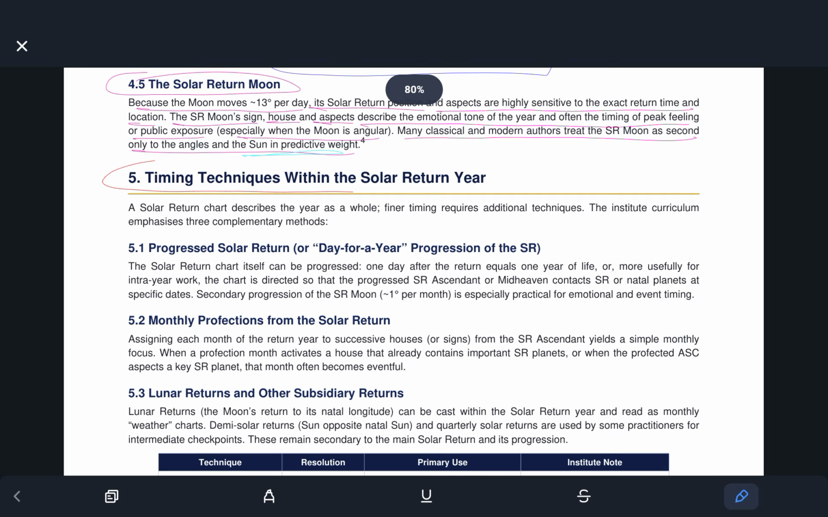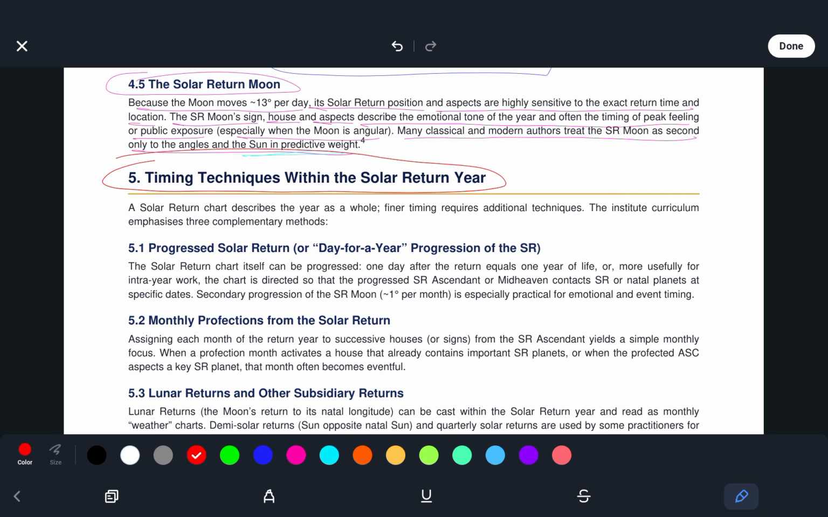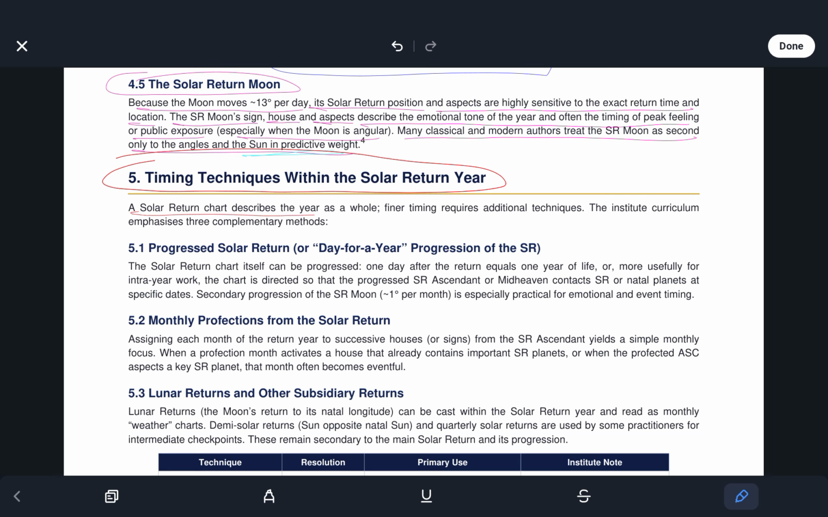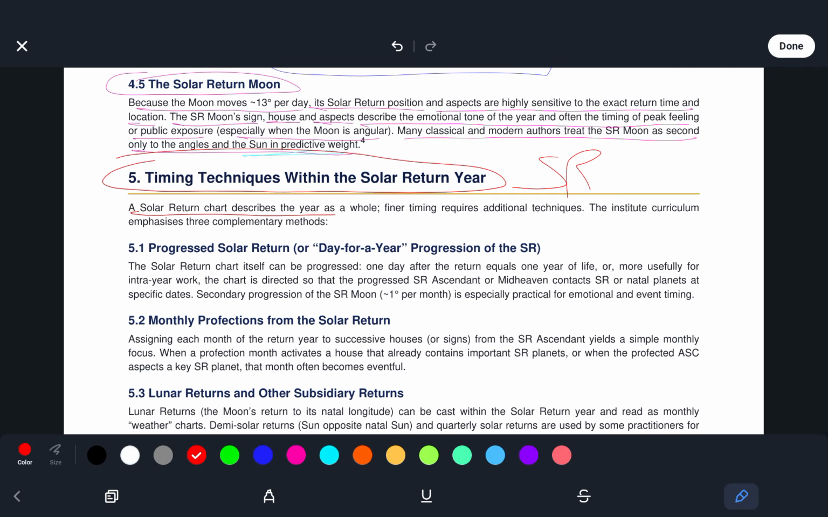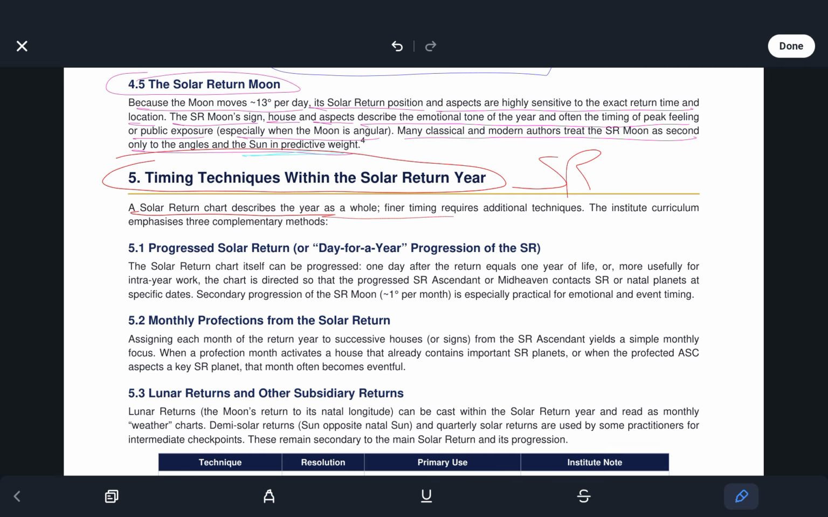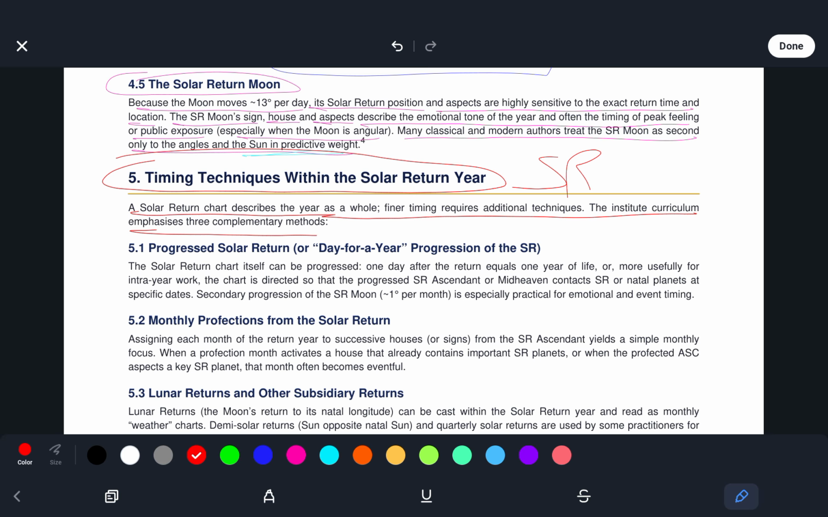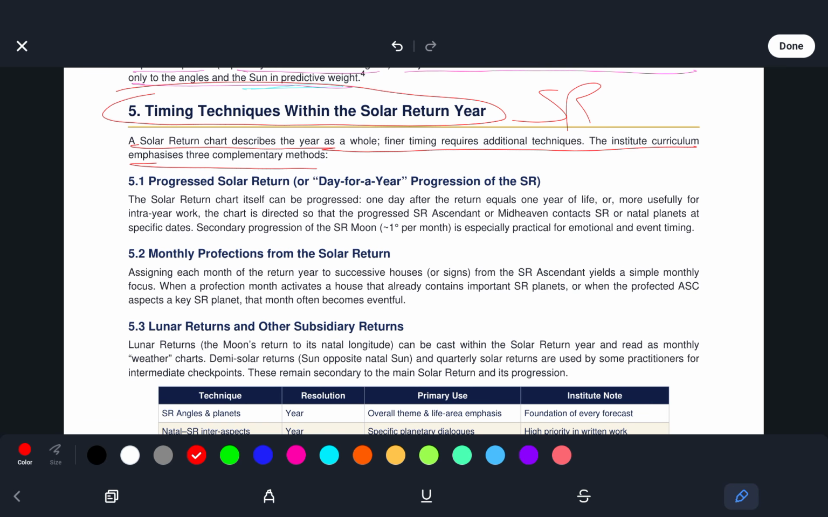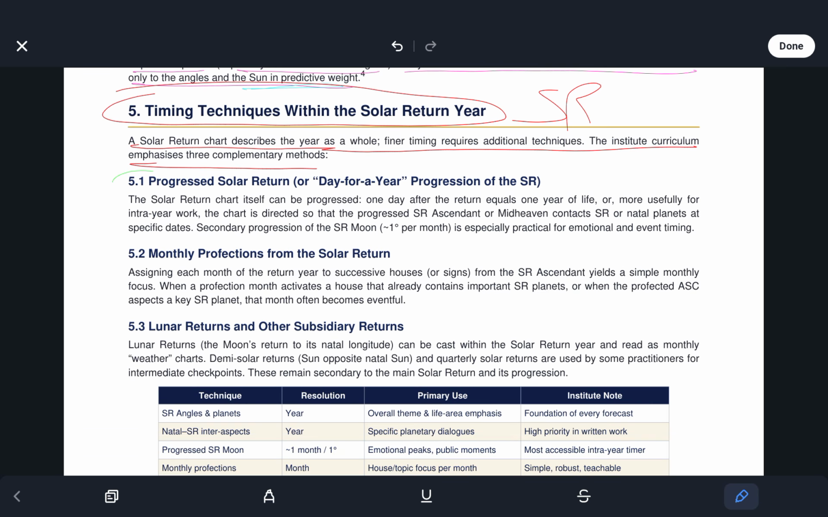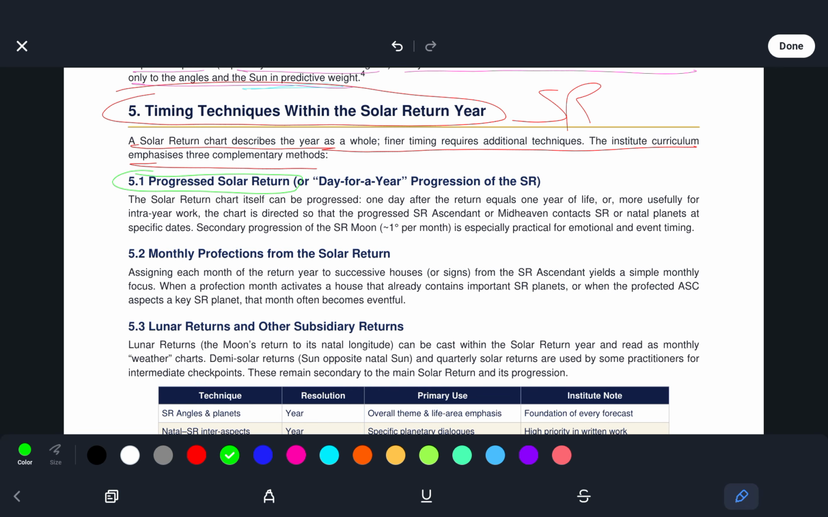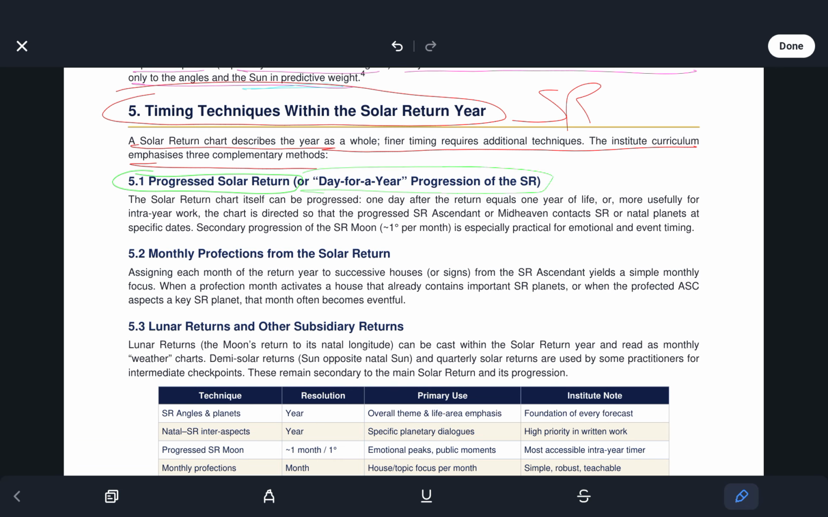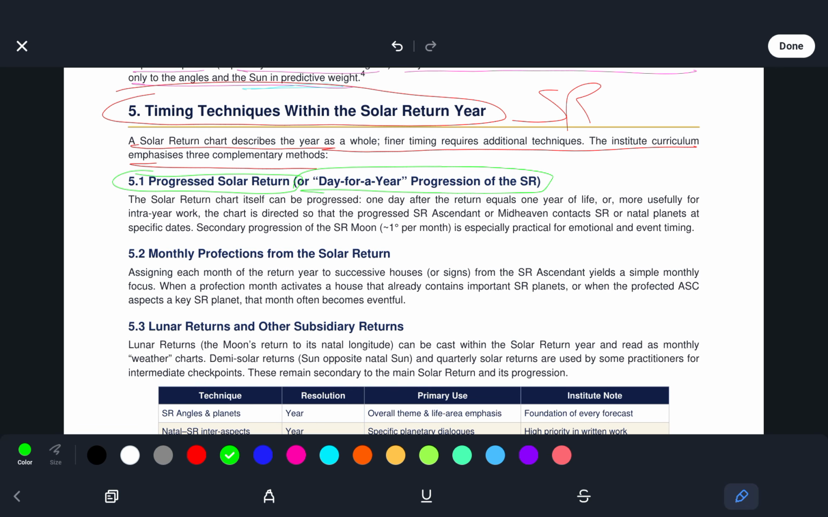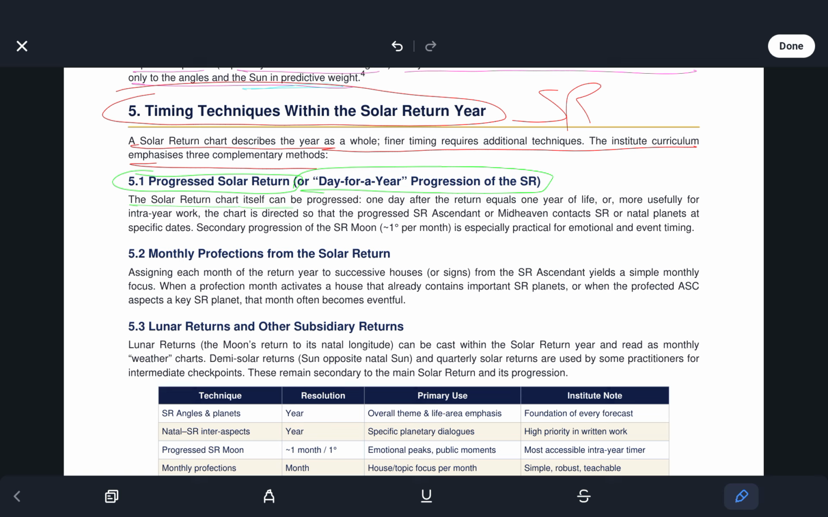So timing techniques within the solar return year. Solar return chart, or we're just going to call it SR for the rest of this video, describes the year as a whole, so finer timing requires additional techniques. The Institute curriculum emphasizes 3 complementary methods: progressed SR, or day-for-year progression of the SR. So the solar return chart, or SR itself, can be progressed.